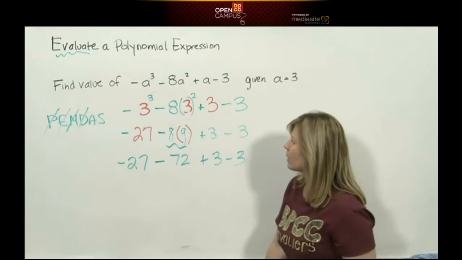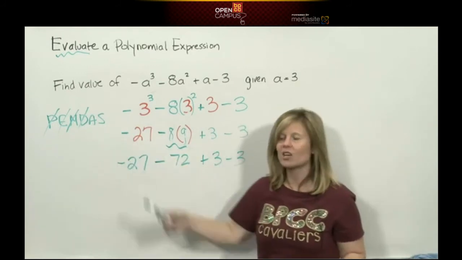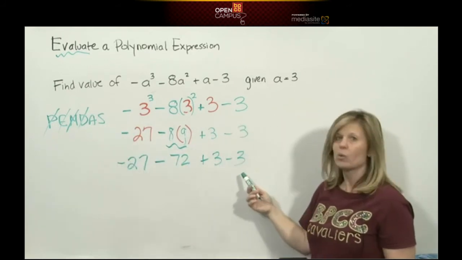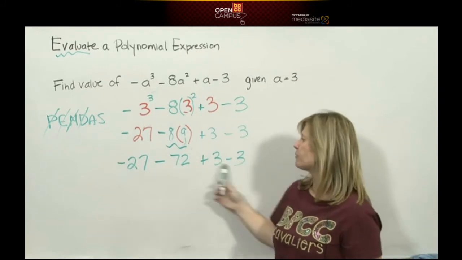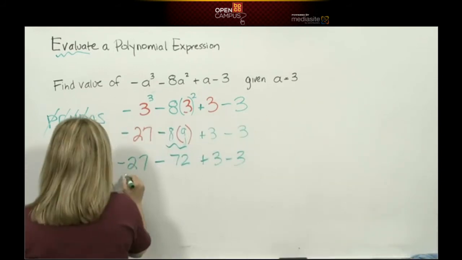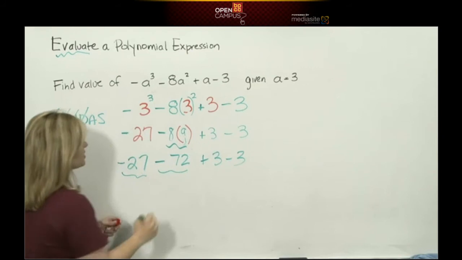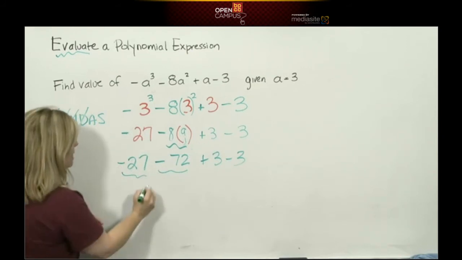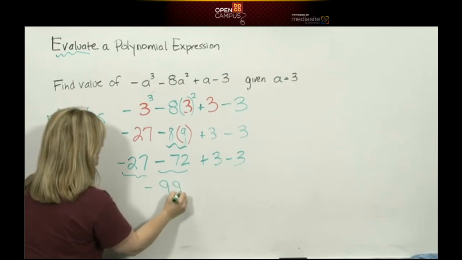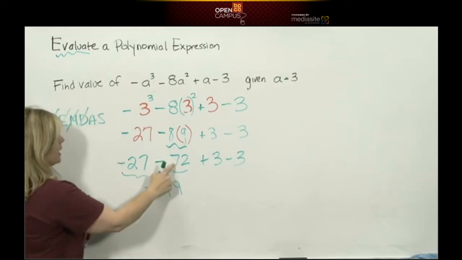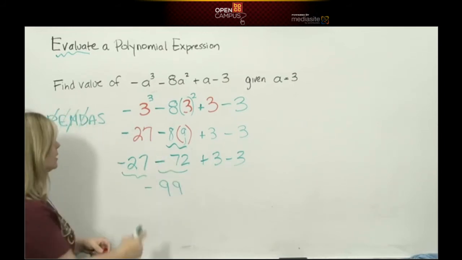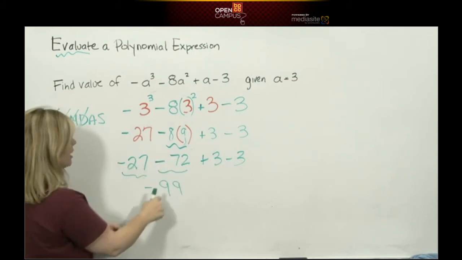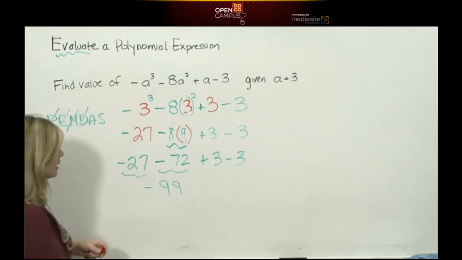The last operations are addition and subtraction. And we do them in the order we see them. We go from left to right. So this is negative 27 and negative 72. If they're both negative, we add. And that would add to be negative 99. 20 and 70 is 90. 7 and 2 is 9. So that'll give me negative 99.